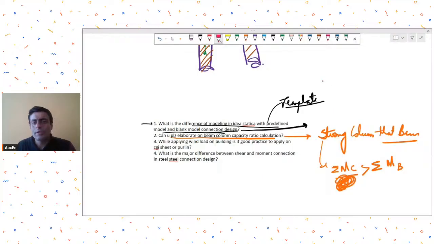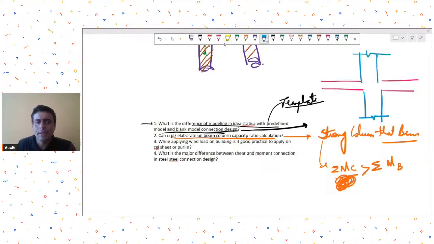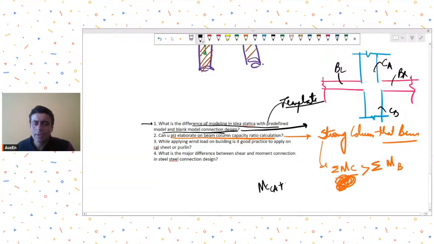So at a beam column joint, if this was the cross section of my joint, these blue things are my columns, and these pink lines are my beams, and this is a particular joint. Let's say this is the column above, this is the column below, this is the beam to the left, and the beam to the right. What I want is that the moment carrying capacity of the column above plus the column below has to be greater than the moment carrying capacity of the beam to the left plus the beam to the right. This is the basic concept.